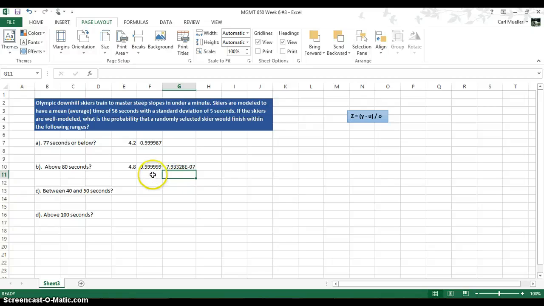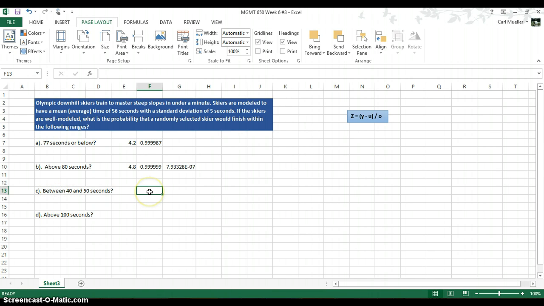So very low probability, very, very low actually, which is understandable given the context and our variables right here. Now between, this is a very good point to make, and very good evaluation. When we have something between, what we want to find is the probability of 40 or below and 50 or below, and then we subtract the two, and it gives us the difference, or between.